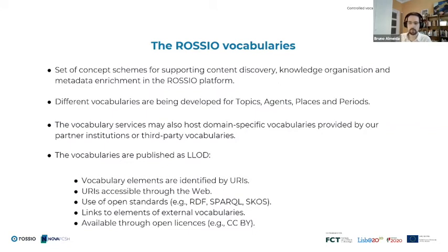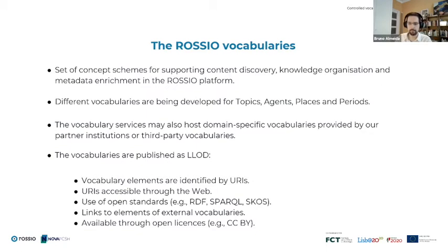So the vocabulary services, although we are developing these core vocabularies, as I mentioned, may also host third-party vocabularies for specific functions, such as for language codes or for resource types. This is very common in research infrastructures and similar initiatives. And these vocabularies at this time are also accessible through the link that I mentioned before. So one for ISO language codes, and another one for resource types.